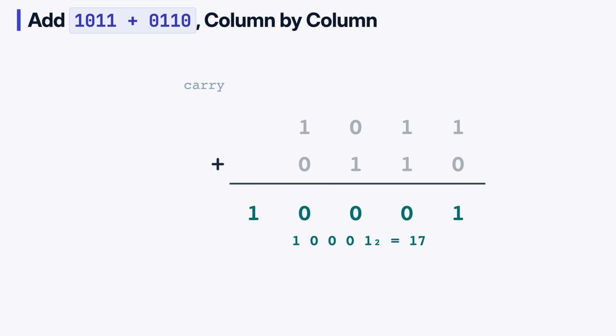Read the answer from left to right, 10001. That is 17 in decimal. Notice the amber carry never jumped. It stepped one column to the left each time.